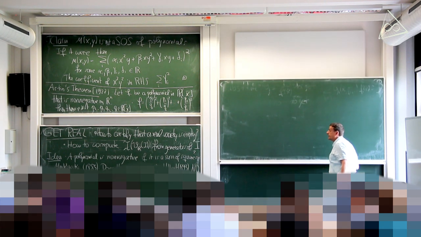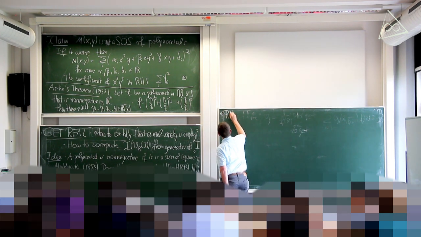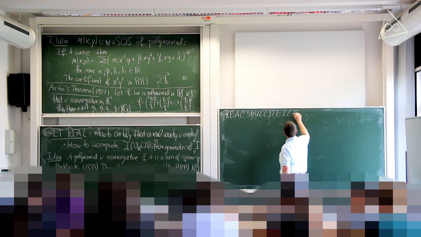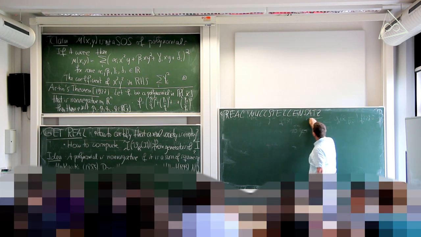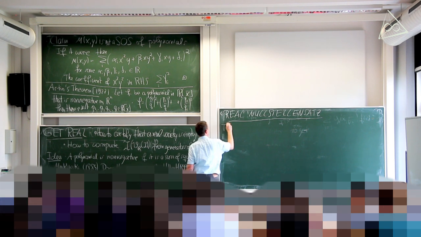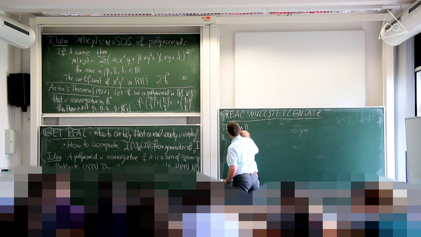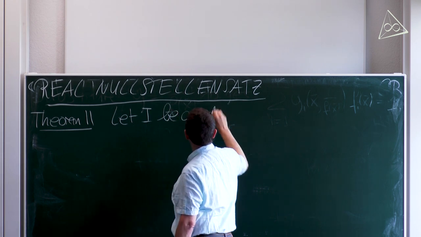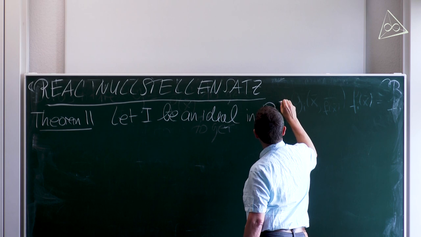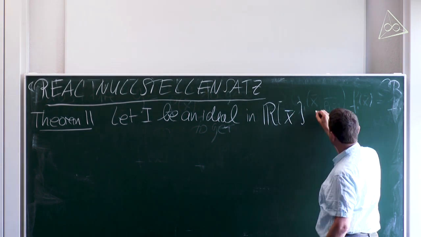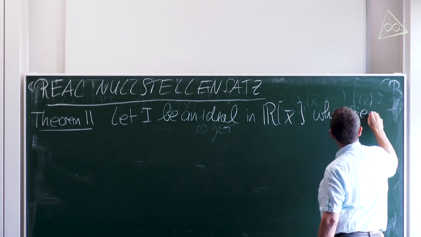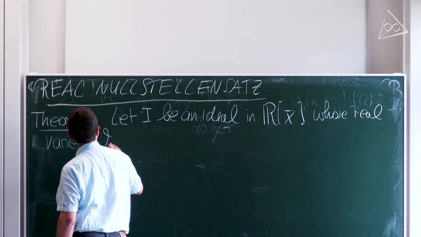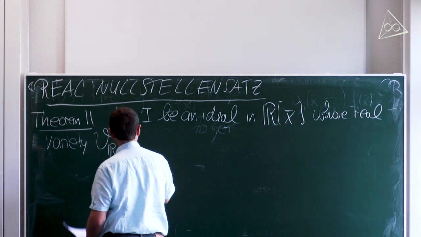Now, equipped with this, we can now formulate the real Nullstellensatz. This is the Nullstellensatz over the real numbers. So our formulation in the notes is theorem 11. So let I be an ideal in a polynomial ring in n variables with real coefficients whose variety is empty. And now I mean the real variety. Whose real variety, V_R(I), is empty.